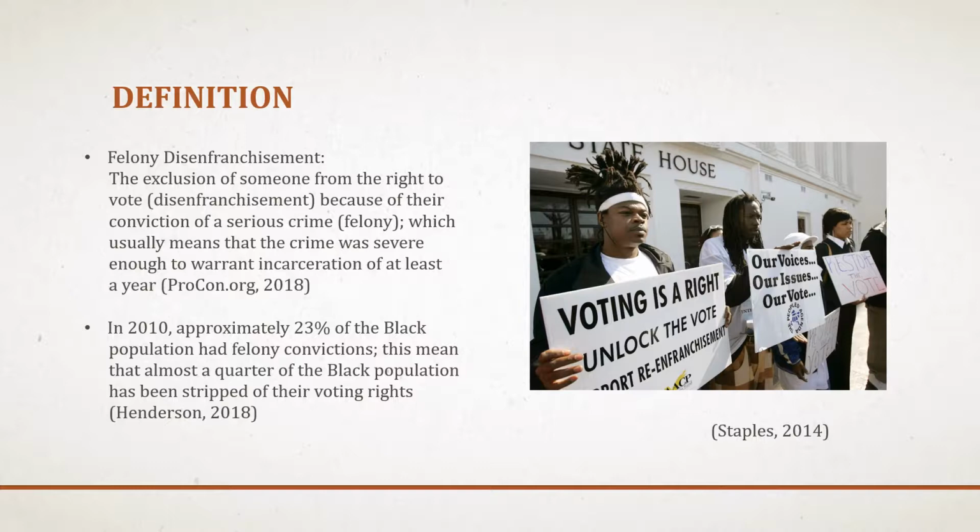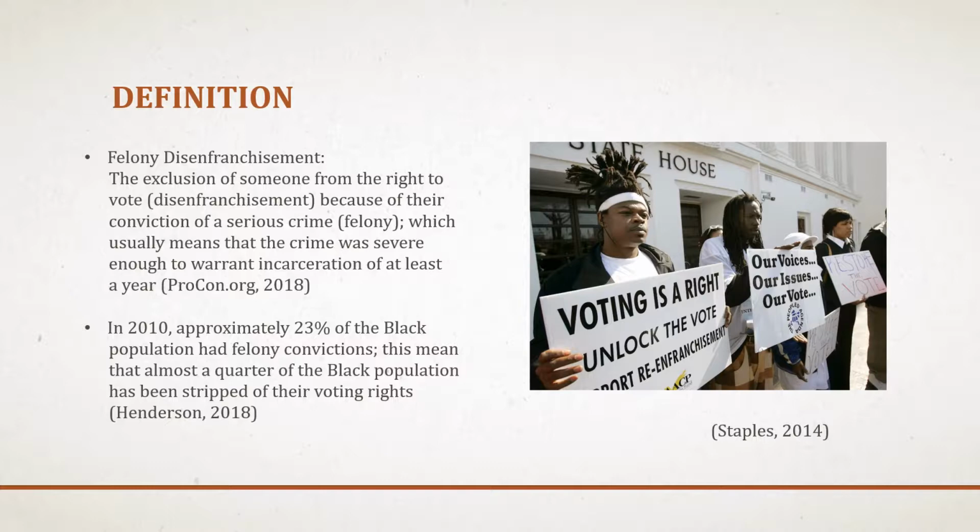First, I thought I should start my presentation out by defining exactly what felony disenfranchisement means, and then I will discuss how race is involved in felony disenfranchisement. According to procon.org, felony disenfranchisement is the exclusion of someone from the right to vote, which is what is known as disenfranchisement, because of their conviction of a serious crime. In this case, a felony, which usually means that the crime is severe enough to warrant incarceration for at least a year or longer.